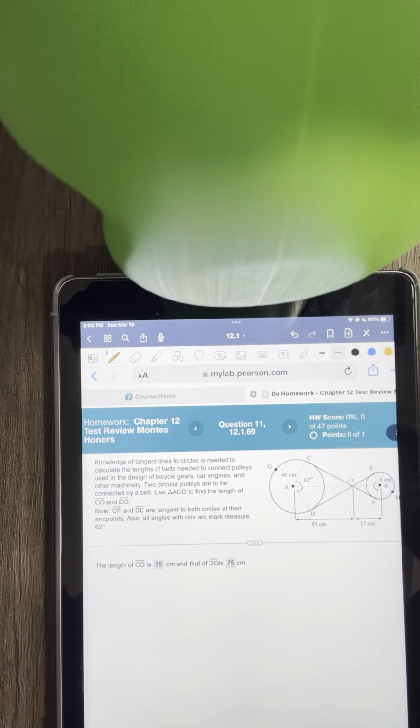Knowledge of tangent lines to a circle is needed to calculate. Okay, cool. 2 circular pulleys are to be connected. Okay, use triangle ACO to find the length of CO. So I want to find the length of CO and DO. Okay, note CF and DE are tangent to both circles.